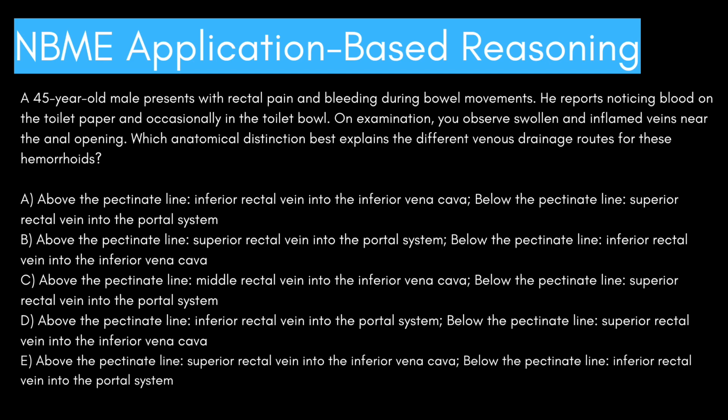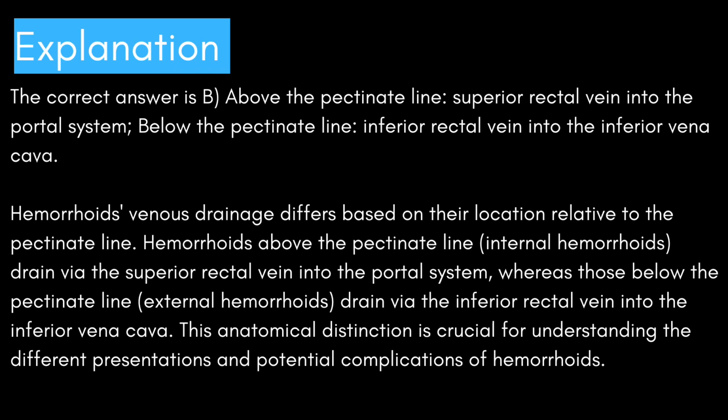All right, I think I gave you guys enough time here. I'm going to move on to see what the correct answer is and what the reasoning behind it is. If you need more time, feel free to pause the video. Otherwise, moving on now. The correct answer is B. Above the pectinate line, superior rectal vein into the portal system. Below the pectinate line, inferior rectal vein into the inferior vena cava.